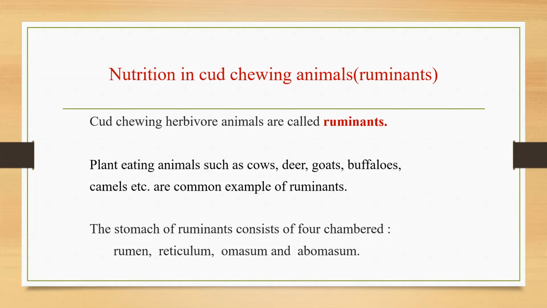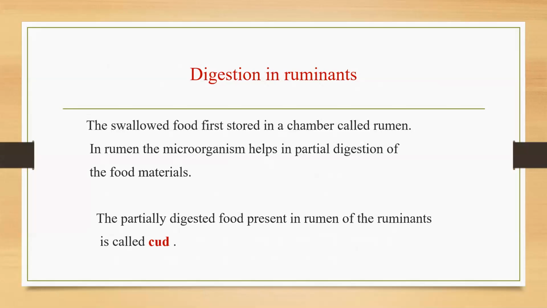Unlike our stomach, which is a single chamber, the ruminant stomach consists of four chambers. One is the rumen, second is the reticulum, third is the omasum, and the fourth one is the abomasum. So now let us see how the digestion occurs in these ruminants.